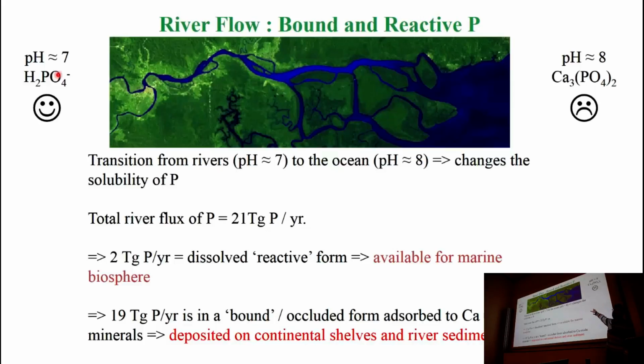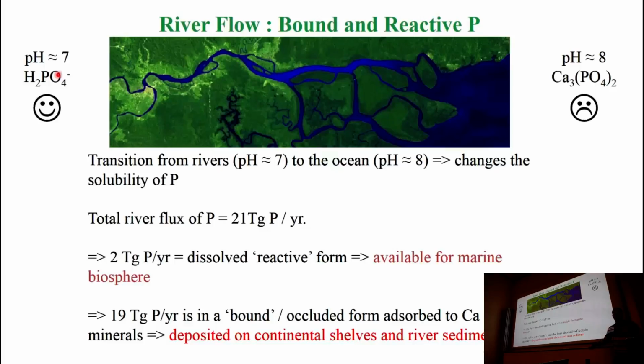There's also a lot of calcium in the ocean. It's almost an unlimited amount of calcium in the ocean if you're a phosphorus atom. So what happens is as soon as the phosphorus gets to the ocean, the pH rises and it goes, ooh, I quite like the look of that calcium, and it sticks onto that calcium, forming these insoluble calcium phosphates, and they precipitate out in estuaries. So that means that of that 20-odd teragrams of phosphorus a year, only about 2 get into the actual ocean. So we have this basically phosphorus trap in estuaries.